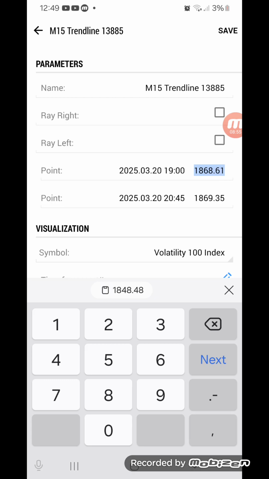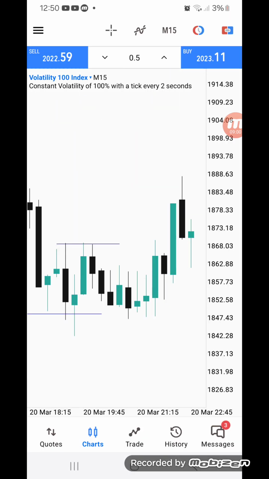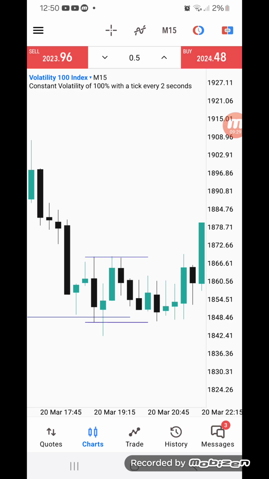This is the candle I'm talking about. The candle I'm talking about is here, the black one, and you can see this is the candlestick I'm pointing at, and I have marked the high and the low of that candlestick. As you can see, that candlestick is the one that represents the accumulation.